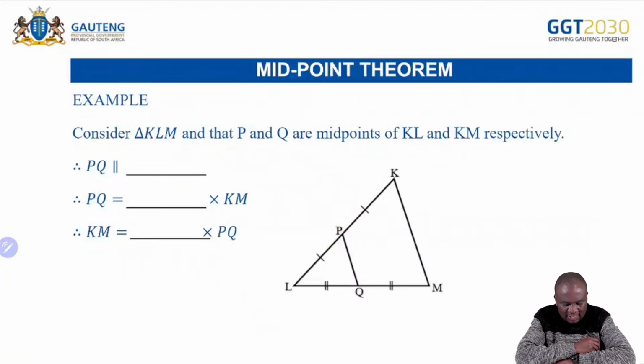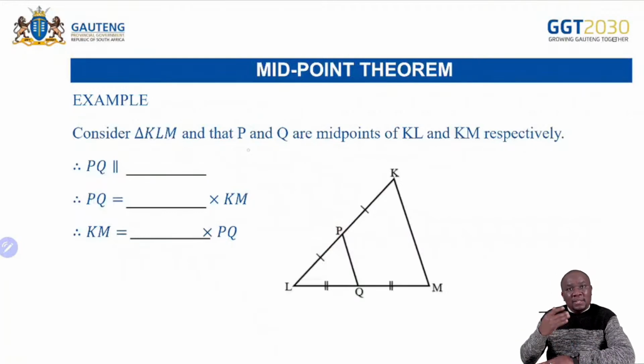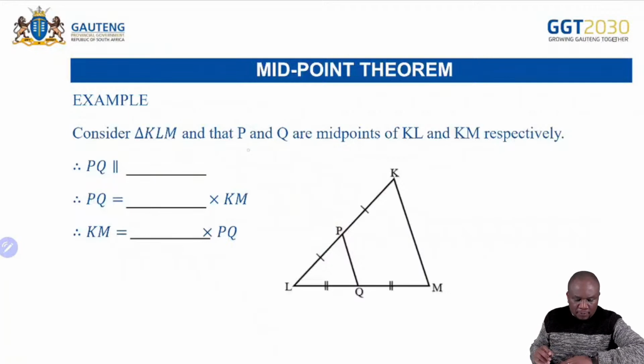Consider triangle KLM and that P and Q are midpoints. It's giving you, please read the information, grade 10s. Don't just look at the diagram and start answering questions, no? You'll find Euclidean geometry very, very difficult to deal with if you do that. You read the information. The hints or the clues come from the information.